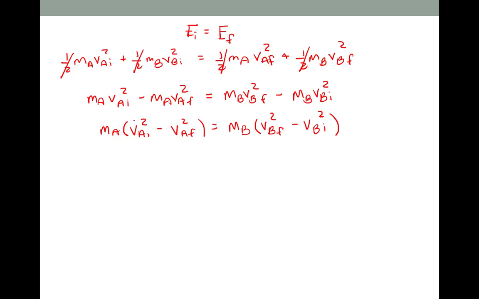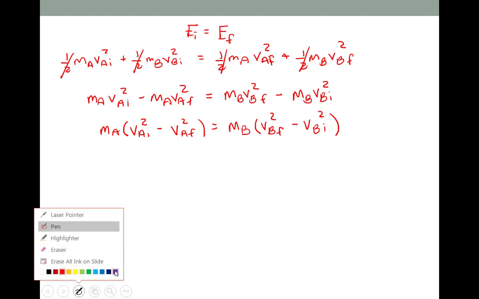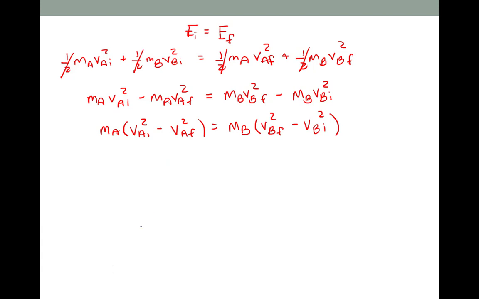Now, I'm going to pull an aside, and for the aside, I'm going to switch colors. Here we go. For the aside, I'm going to remind you of this. If I have x plus y times x minus y, that results in x squared minus y squared when you FOIL it all out because the cross terms cancel each other. And notice what I have is VA initial squared minus VA final squared. So that looks like x squared minus y squared, if you will. And the same thing for VB.